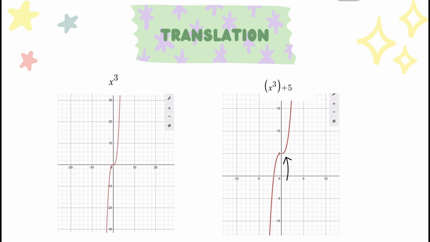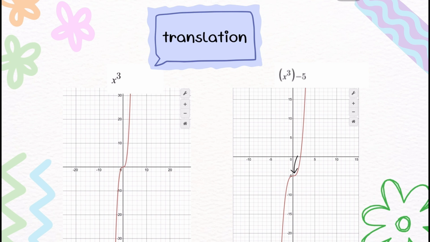Then we turn the equation from x cubed to x cubed plus 5. There's a plus 5 after the x cubed, and you can see the graph will shift upwards by 5 units. And if we replace the plus 5 with the minus 5, the equation will be x cubed minus 5. The graph will shift downwards by 5 units.